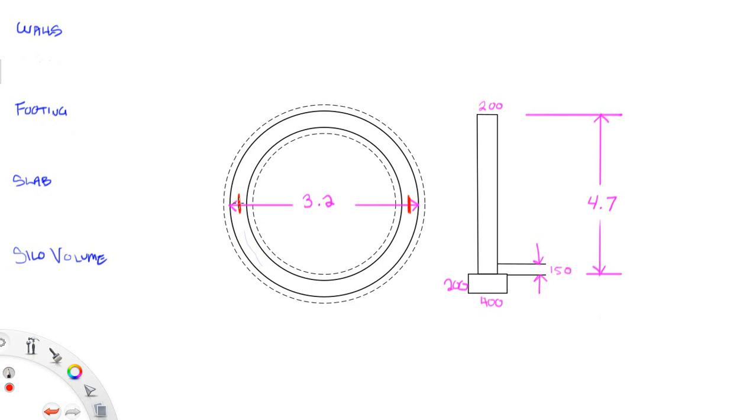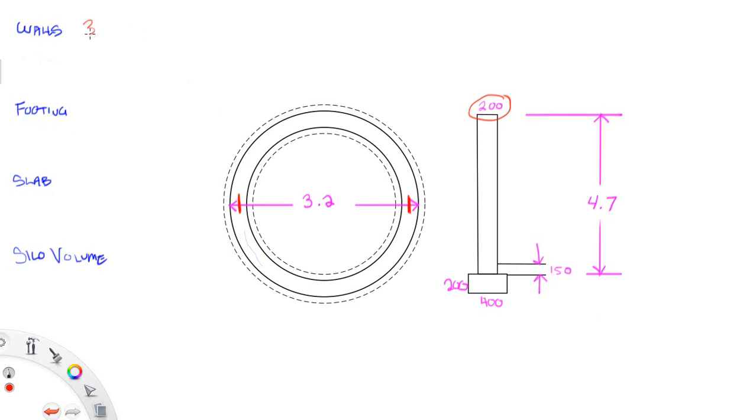So our center line to center line diameter will be 3.0. We have a 3.2 now. We minus off one wall thickness of 0.2, or 200 millimeters. We end up getting a center line to center line measurement of 3 meters even.